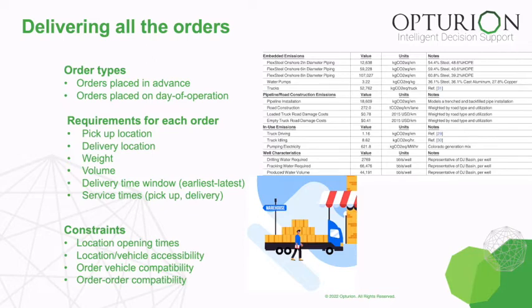There are additional constraints on the locations, their opening times, constraints between locations and vehicles, so which vehicles can go to which locations. There are compatibility constraints, so frozen goods can't be transported on a vehicle which doesn't have any freezing facility. And even order-order compatibility. So, for example, for prisoner transport, you can't transport in the same load certain different types of prisoner.